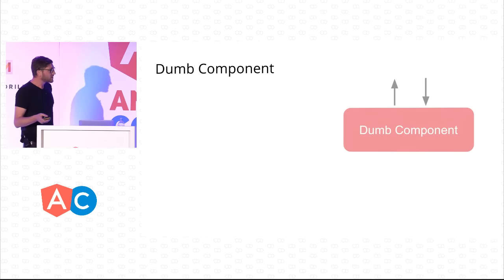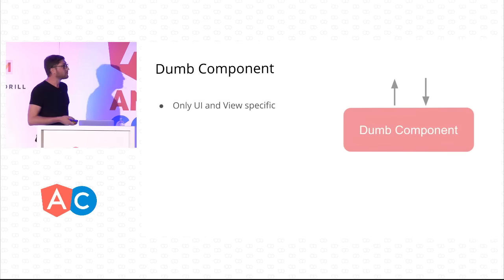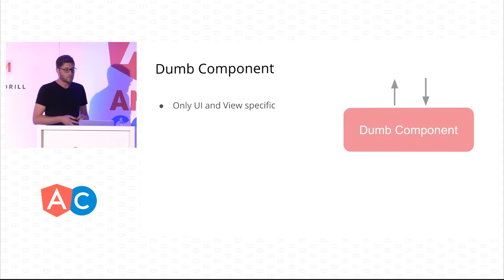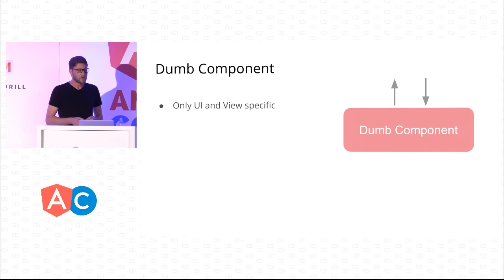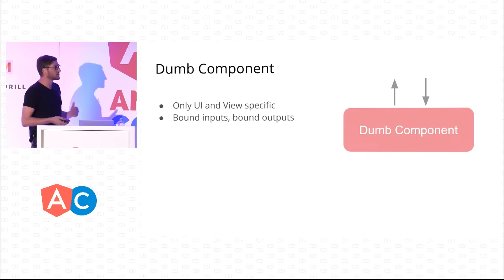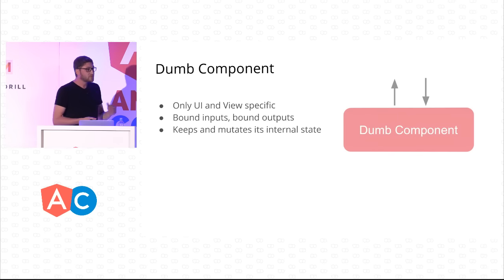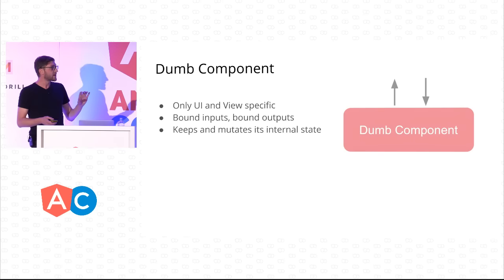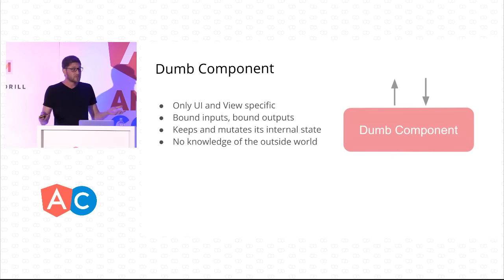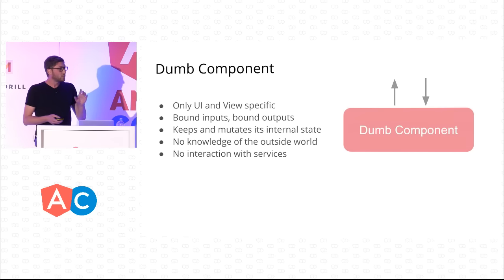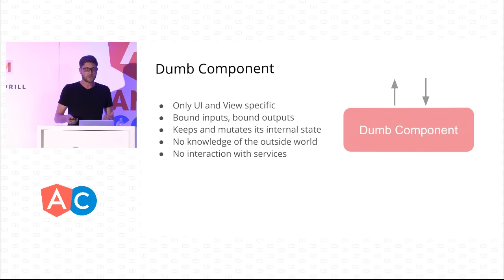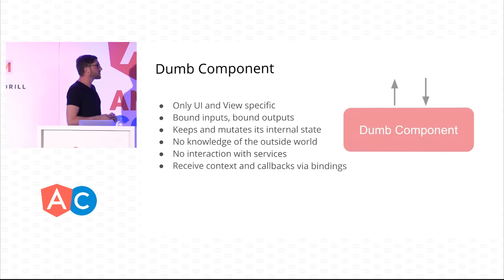First, the dumb component. A dumb component only gets our UI and UI-specific actions. So it's, for instance, a button or a form. We also have bound inputs and bound outputs, so a really clear interface to that component. It keeps and mutates only its internal state, so we can place it anywhere in the application. It has no knowledge of the outside world, so it's really reusable. And when you think about Angular 1, it basically means that we have no service interaction. So we only have inputs and outputs, bound methods, and bound attributes, basically. It might inject some helpers, but nothing else. And it receives, of course, callbacks and bindings via properties.